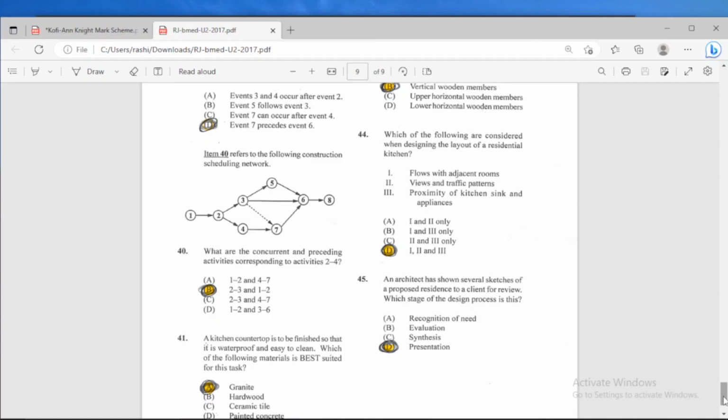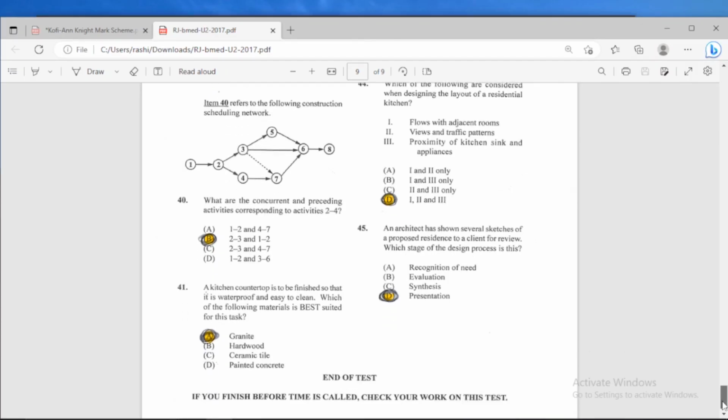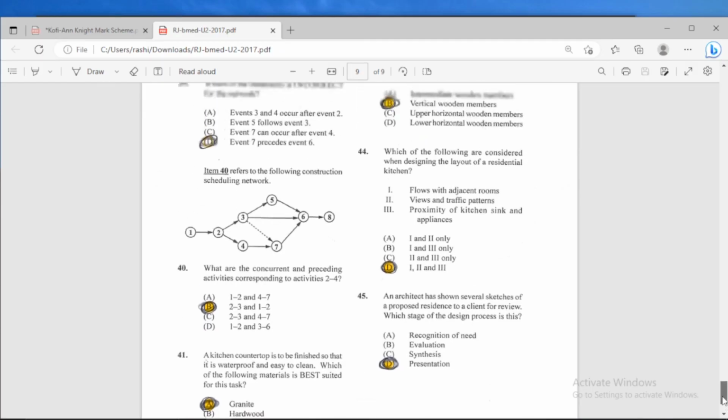For item 41, it says a kitchen counter is to be finished so that it is waterproof and easy to clean. Which of the following materials is best suited for this task? Is it granite, hardwood, ceramic tile, or painted concrete? The answer here would be granite. So the reason why lots of people want granite countertops is not just because they look good, it's because they're very functional, easy to clean, and they are waterproof. So we would want to use granite countertops here.